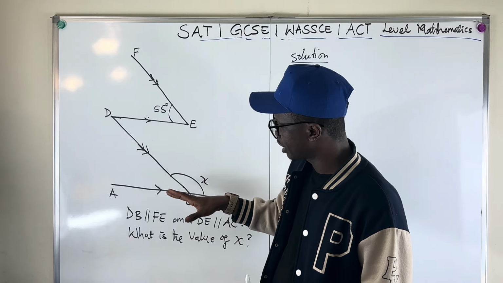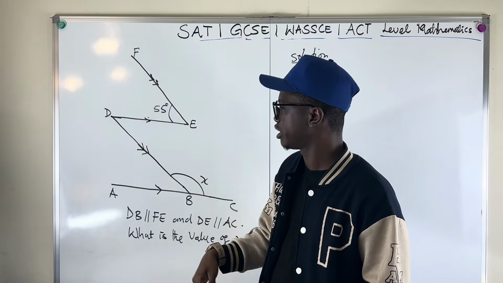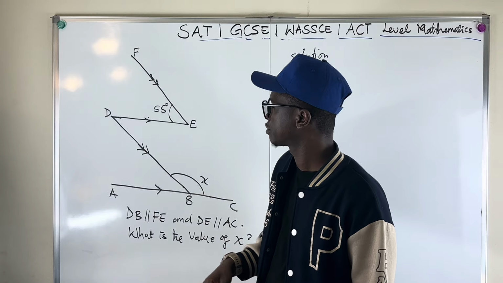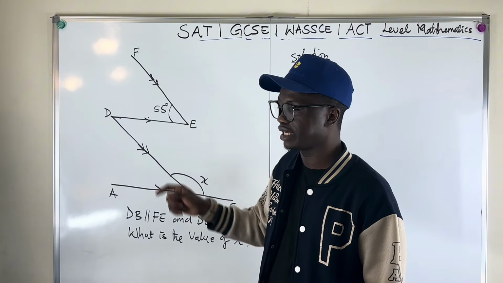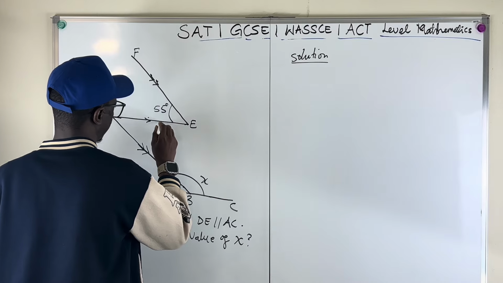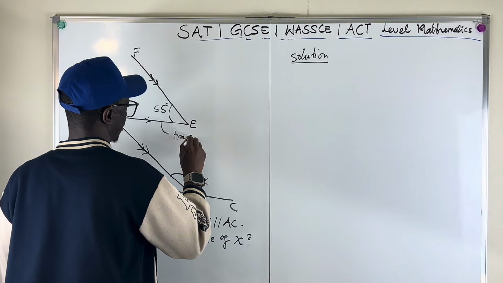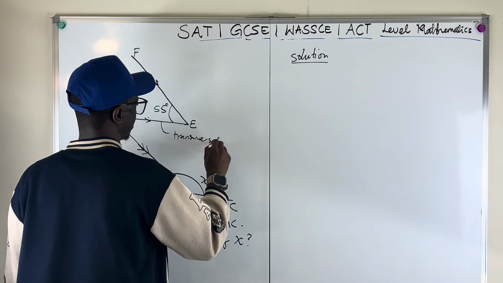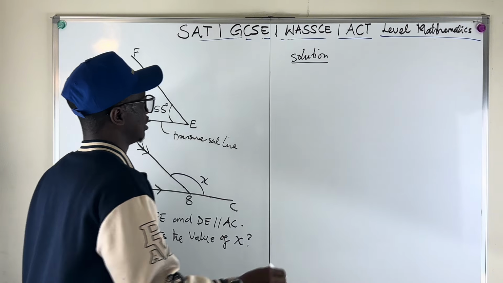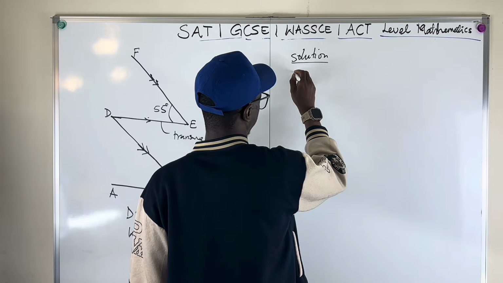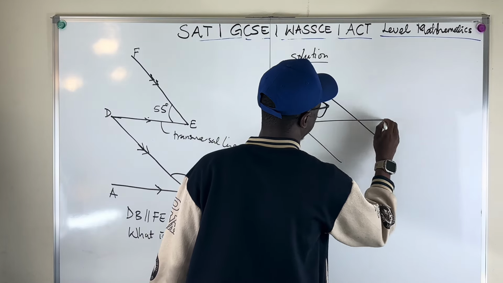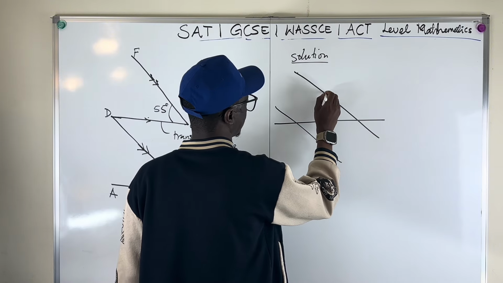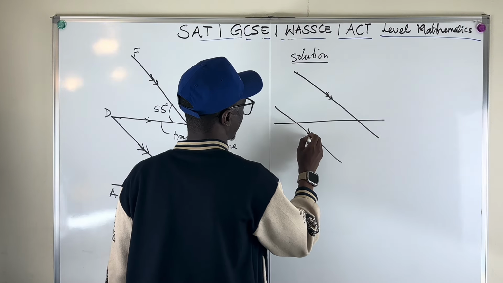Now, let's forget about this line down here. Let's focus on these three lines. If this line and this line are parallel, it means that this line is a transversal line. Transversal line. So it's like you're having these are parallel lines, then you have something like this.